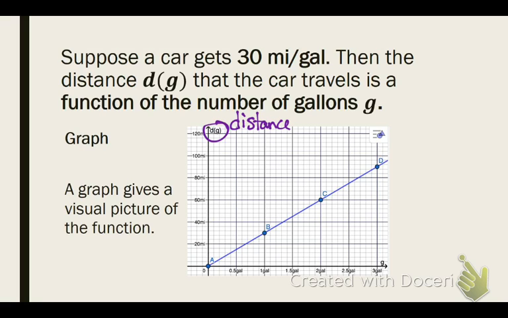And then the x-axis is all about the gallons. How many gallons of gas? When we do these word problems today, we're going to make sure we have labels for our axes. And typically for our word problems, we'll just be dealing with the first quadrant.